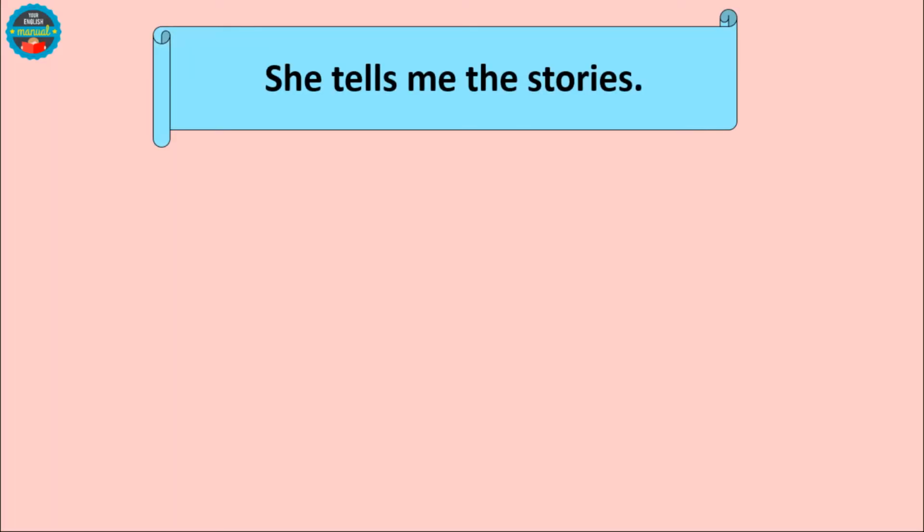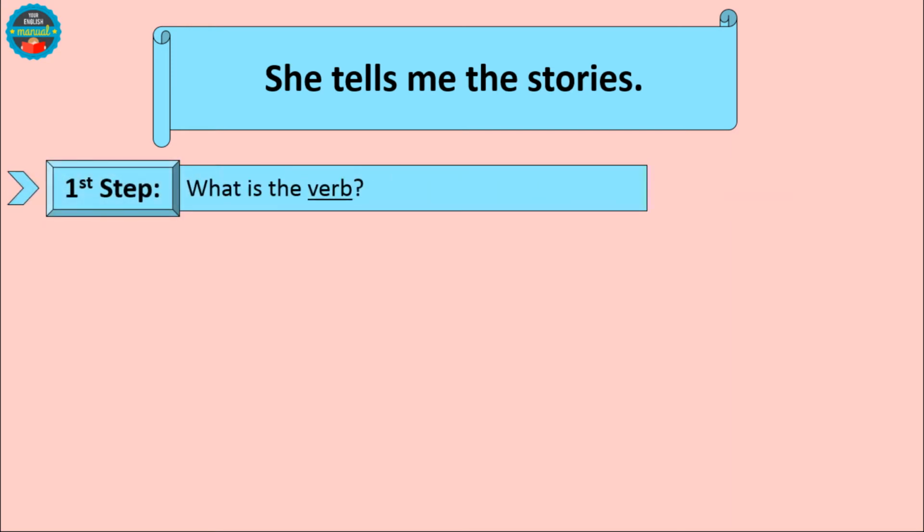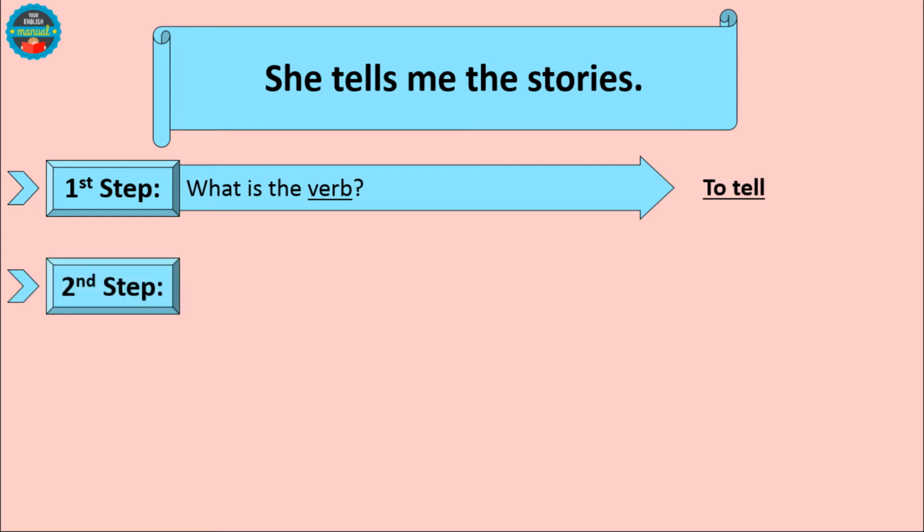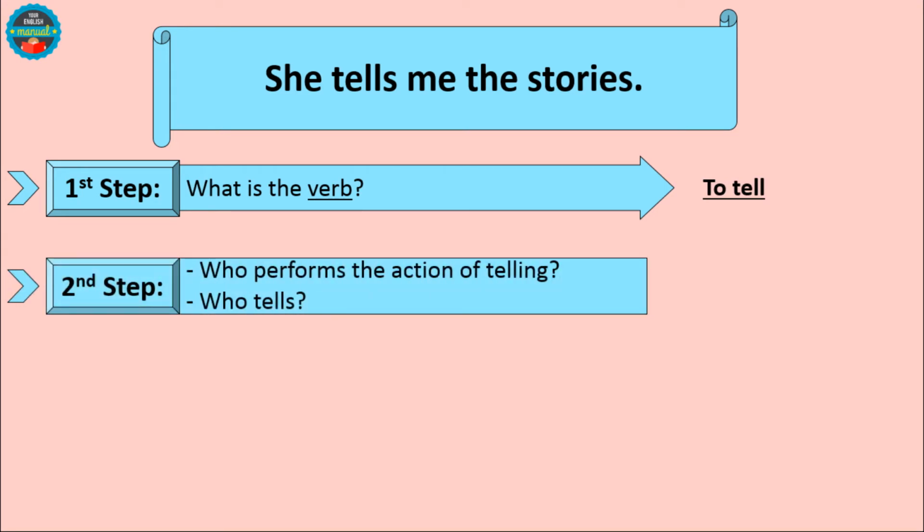Another example. She tells me the stories. First step, what's the verb? To tell. Second step, who performs the action of telling, or who tells? Answer, she. So she is the subject of the verb to tell in the sentence.